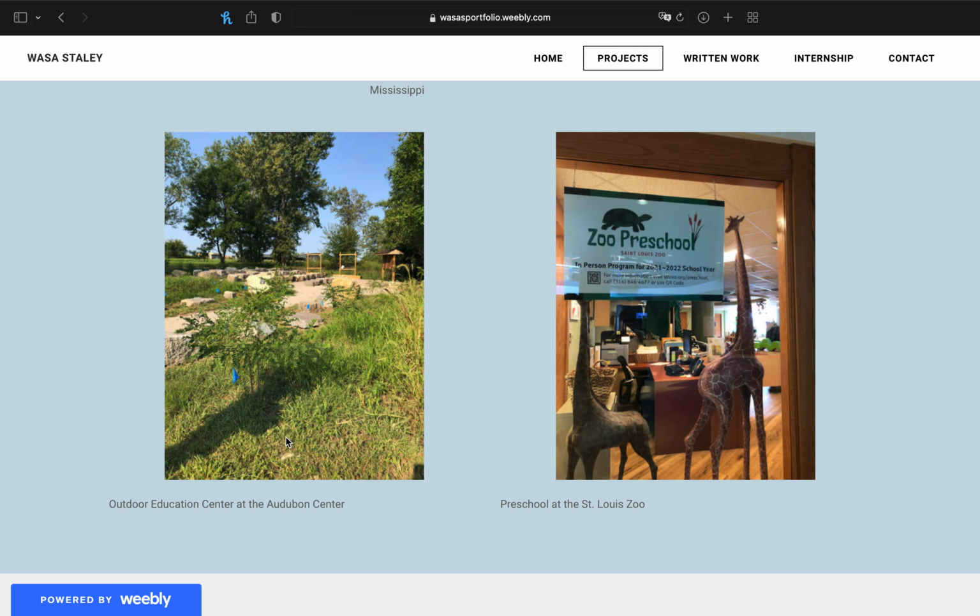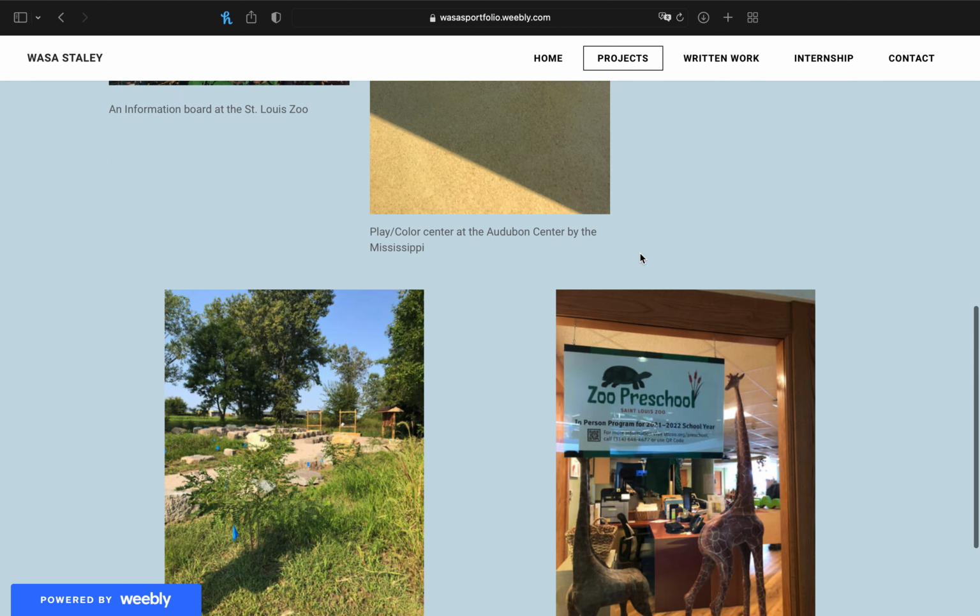And then this last picture is of the zoo preschool at the St. Louis Zoo. It wasn't in session when we went there, but we were able to see the inside of the classroom and the layout and maybe what would go on there. I wish it had been in session so that we could see it in action, but unfortunately I don't think it was because of COVID.